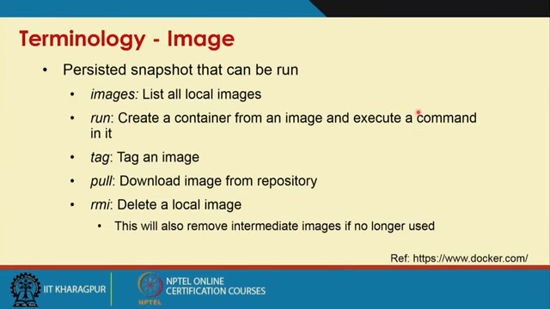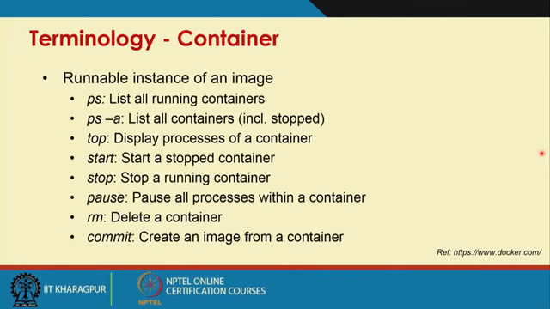There are a few terminologies, some of which we have already seen. Like images, which lists all local images; run, which creates a container from an image and executes a command in it; tag an image; pull, which downloads an image from a repository; and RMI, which deletes a local image. This also removes intermediate images if no longer used, so that resources can be released.